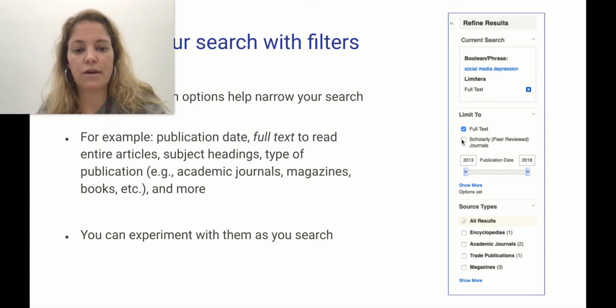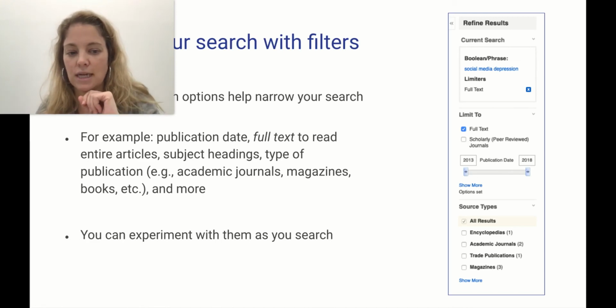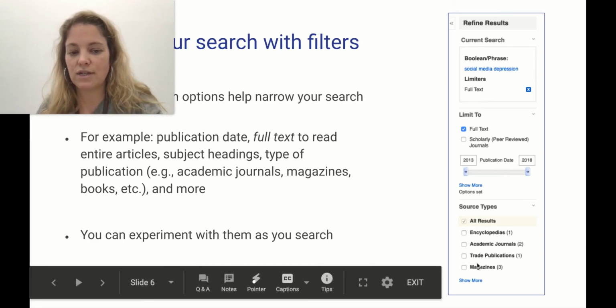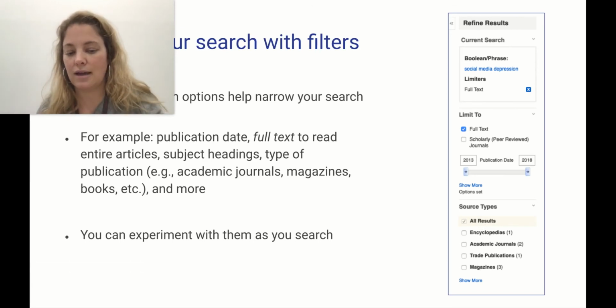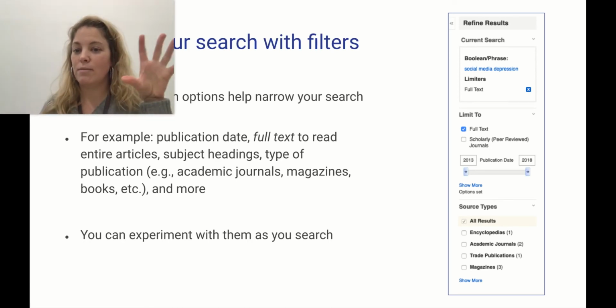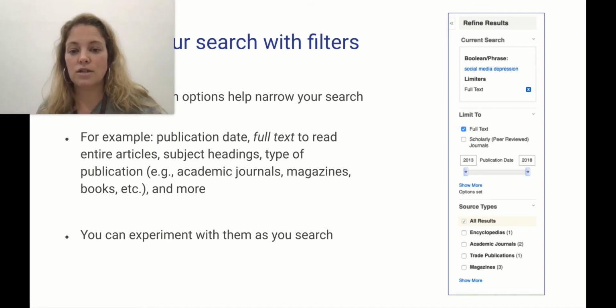You can choose peer reviewed to make sure it's a scholarly or academic article. You can use the slider and narrow the publication date. You can also choose different types of sources. If you want only encyclopedias or only academic journals, you can do that as well. So kind of experiment. You might narrow it too much or make it too broad. So just give it a try.